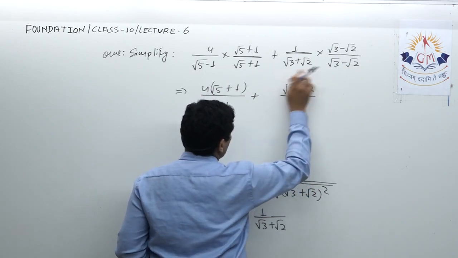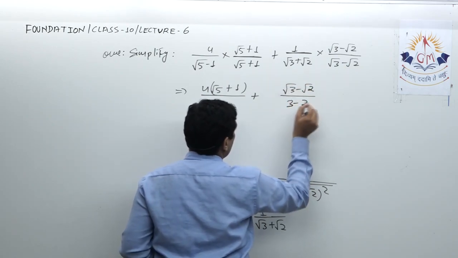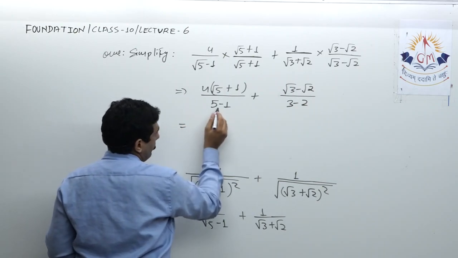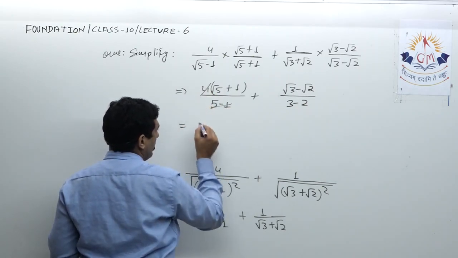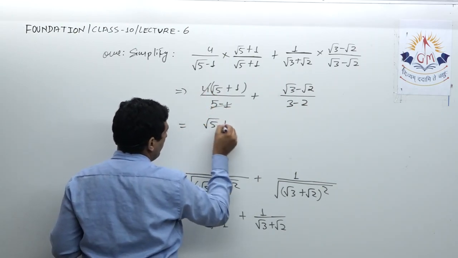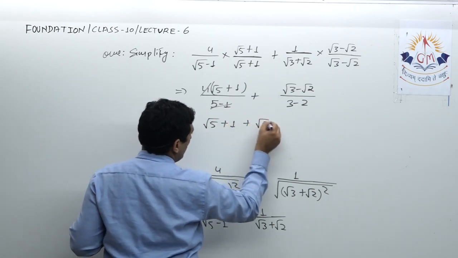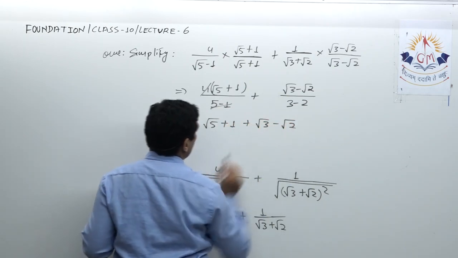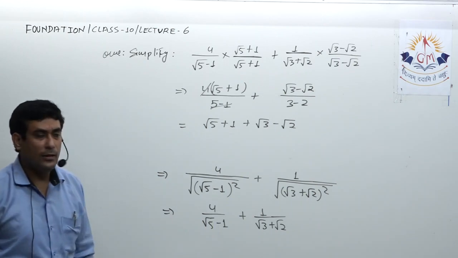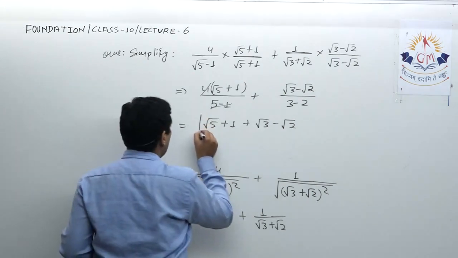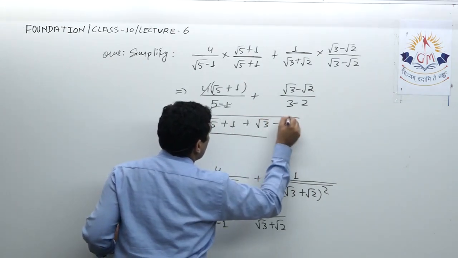So here you will get a square minus b square, that is 3 minus 2. So now here 5 minus 1 is 4 and 4, I am cancelling this. So here I will get root 5 plus 1 plus root 3 minus root 2. So this is my final answer. So please note it down, then we'll see the next question.